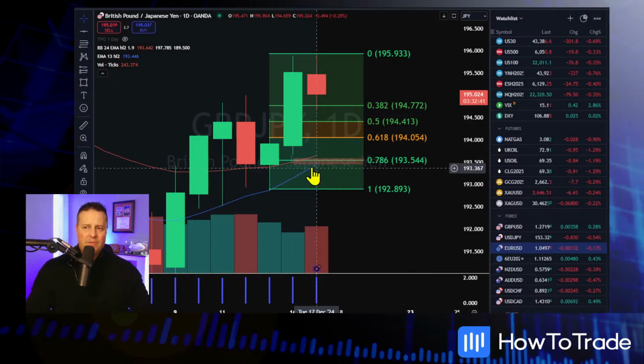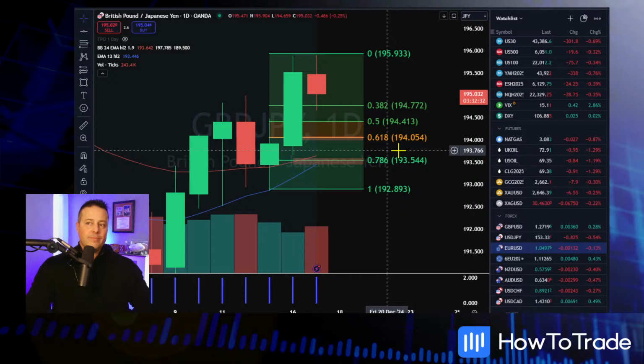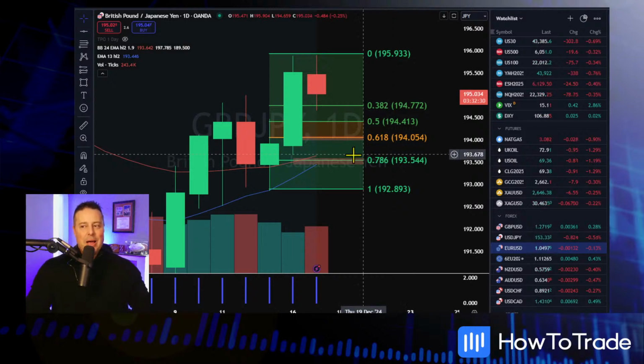153.50, beautiful stuff. 62%, 194, back end of our golden zone. That's a great trade. It's a fantastic trade. So I would definitely be looking at that, potentially those two deeper zones.